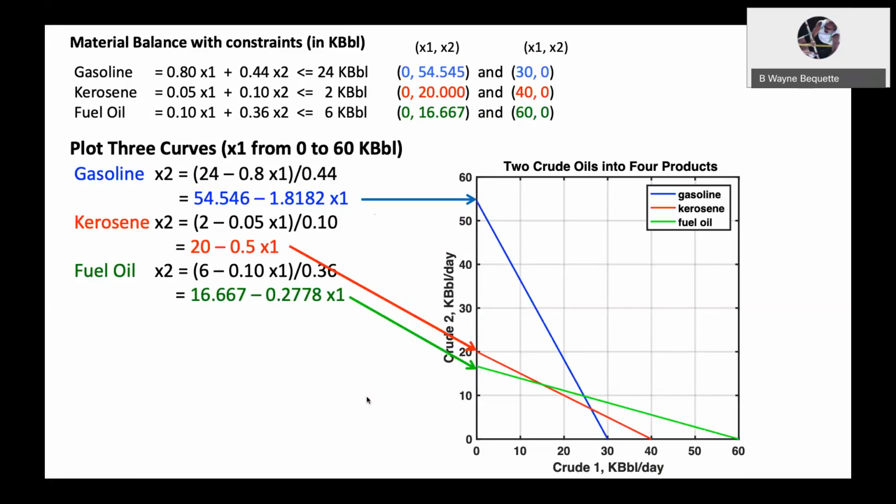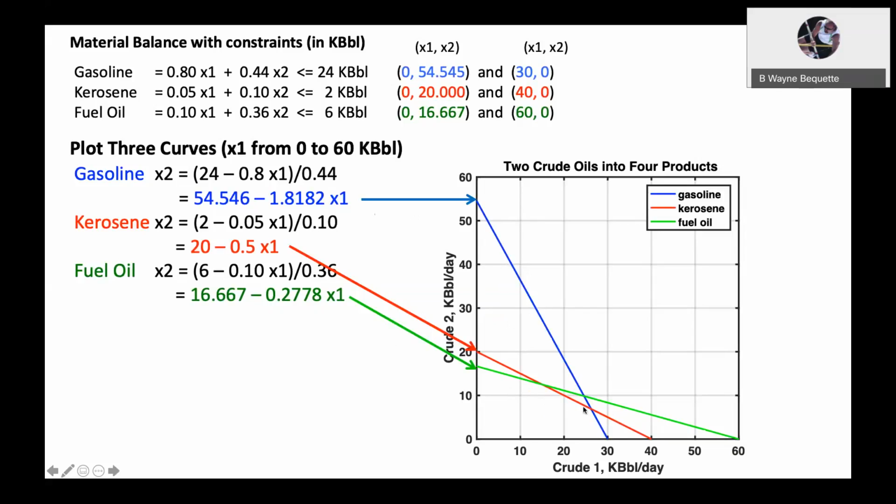Okay, so we've constructed the material balance constraints. For gasoline, we find this blue curve, and we have to be inside this region that's less than the blue curve. Similarly, the red represents kerosene, and we have to be underneath that red region. And finally, for the fuel oil shown in green, we have to be underneath that region.